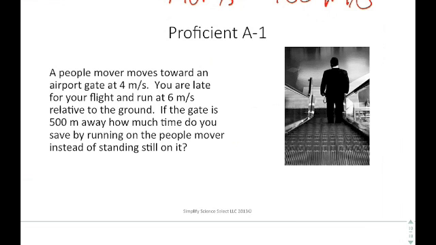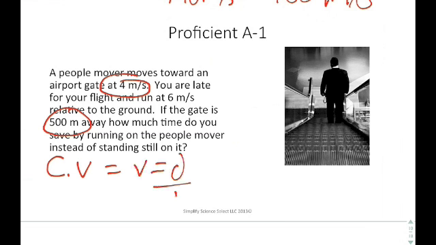So, if we were to look at this as an original question, it says the people mover travels at 4 meters per second for 500 meters. This is not an accelerated motion equation. Because of that, I can use my constant velocity equation, which is v equals d over t. In this case, I have a constant velocity of 4. I'm traveling 500 meters, so I divide it by t.